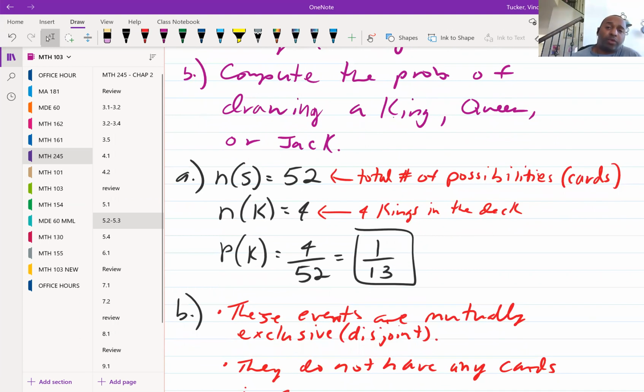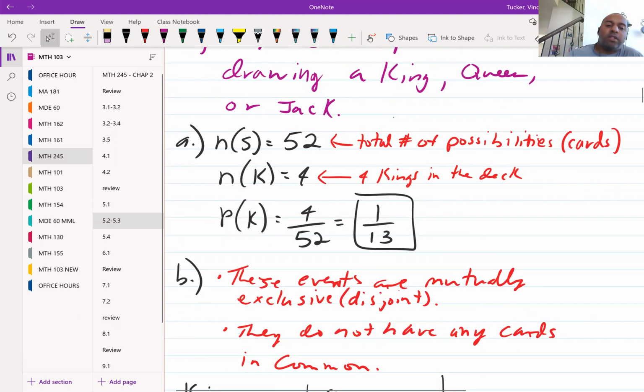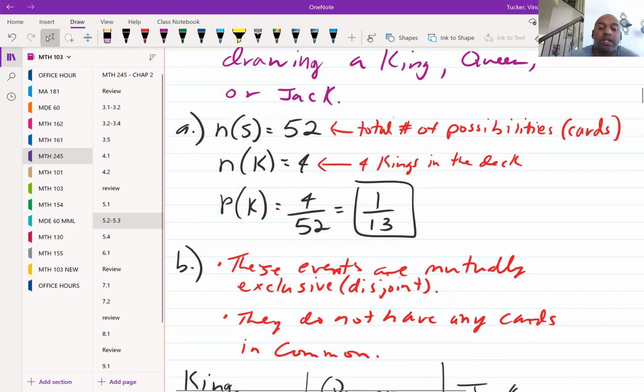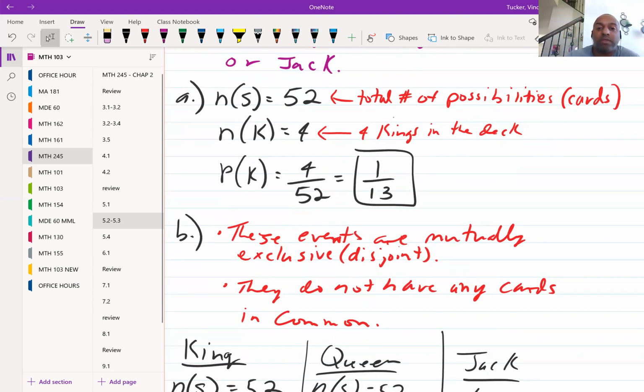So going to B, one, compute the probability of drawing a king, queen, or jack. So when we look at all three of these events, drawing a king, drawing a queen, drawing a jack, these events are mutually exclusive because they do not have any cards in common. You cannot be a king and a queen, cannot be a queen and a jack. They have no cards in common. So of course we'll get to an example where we will have that, but that's not this case right now. So since they're all mutually exclusive events, we can find the probability of each one of them individually.